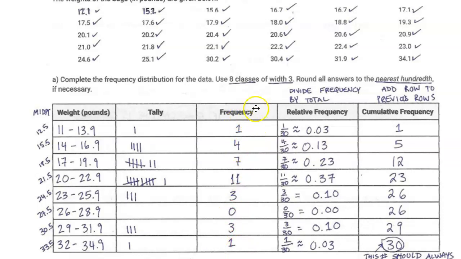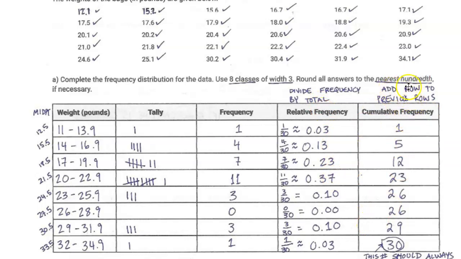The frequencies are just turning the tallies into numbers. The relative frequency is dividing the frequency that we found by the total, and in this case there are 30 total bags in our sample, so I'm dividing by 30 every single time. Notice that almost all of these had to be rounded to the nearest hundredth. Anytime it tells us to round to a certain value, we're going to do that.